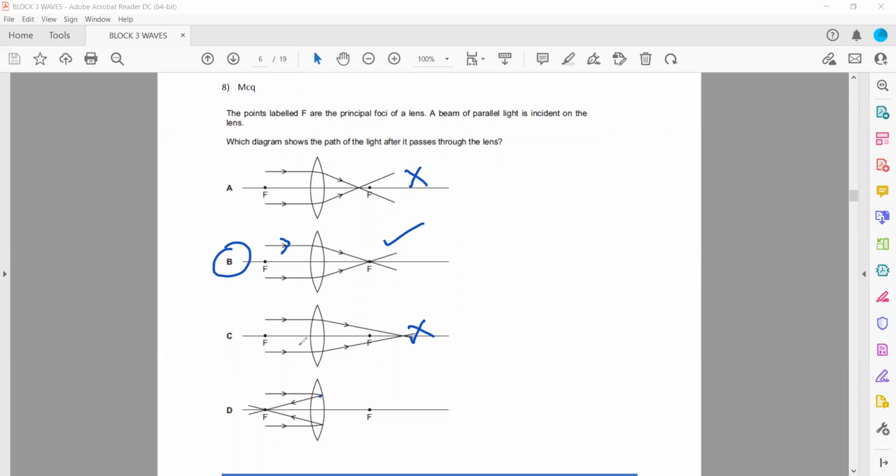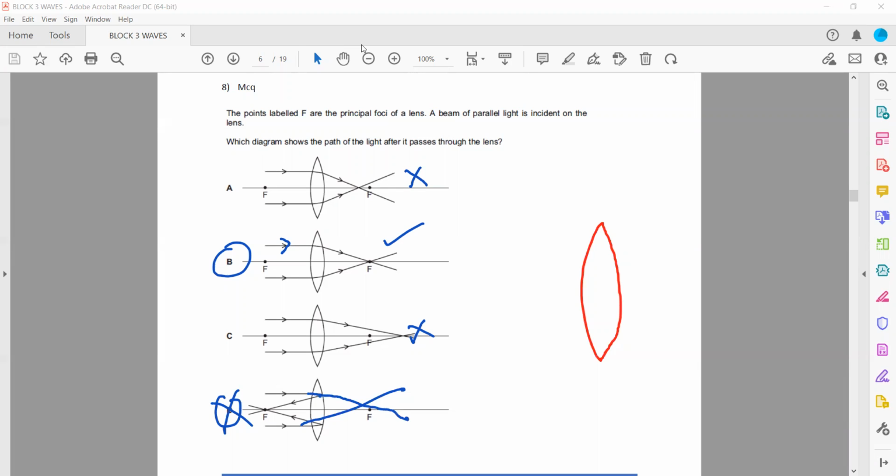It allows the light to enter from one side and leave from the other. That's why D is also wrong, because it should pass through the other side focus, not the same side focus. So whenever light rays are passing through a converging lens or a convex lens, there are 3 ways the light rays can pass.